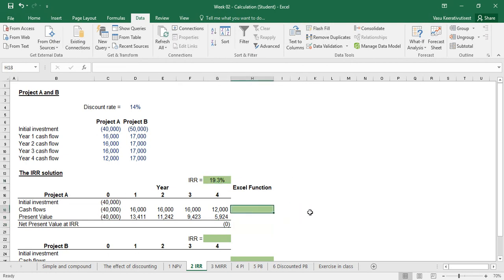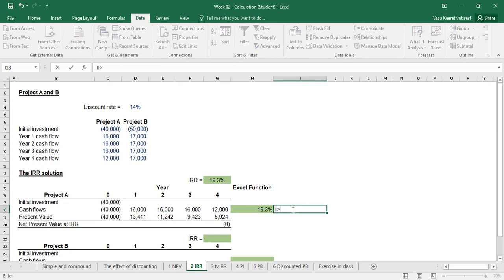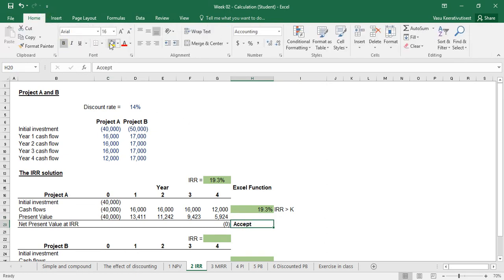Okay, so here this is our conclusion. In terms of Excel function, you just use this function, equal to IRR, open parenthesis, and then you click on this cash flow, and then you close parenthesis, you enter. Okay, so you can see that this cell and this cell, they are the same. As you know, if IRR is more than K, in this case, you accept this project. Okay, so this is our decision, accept this project.